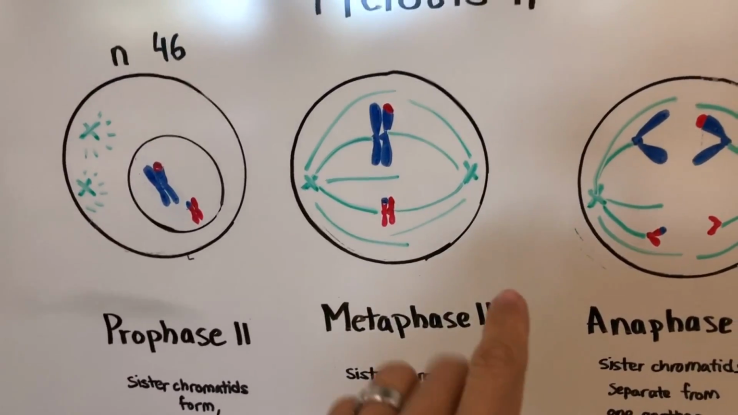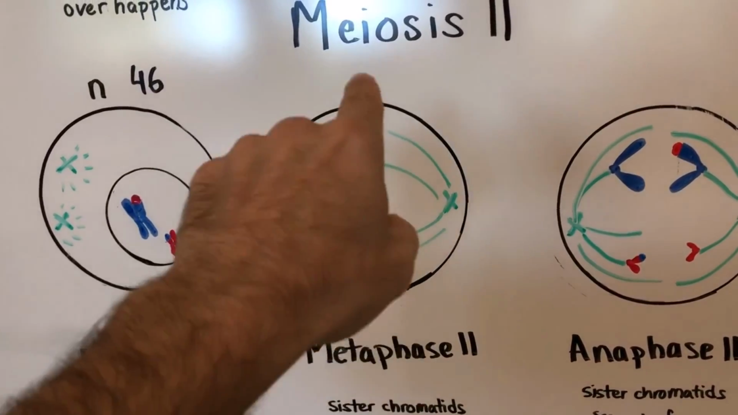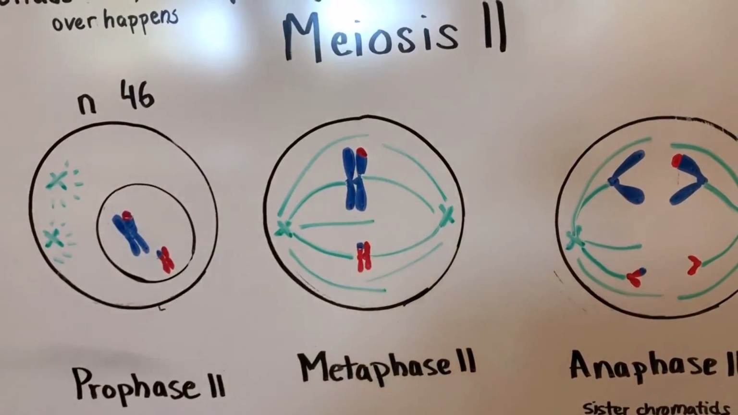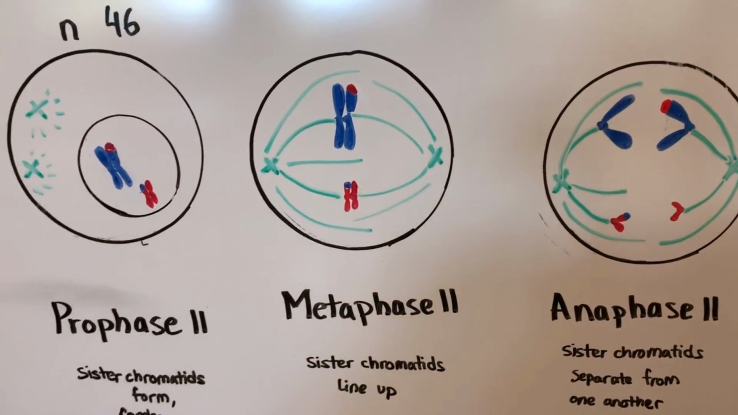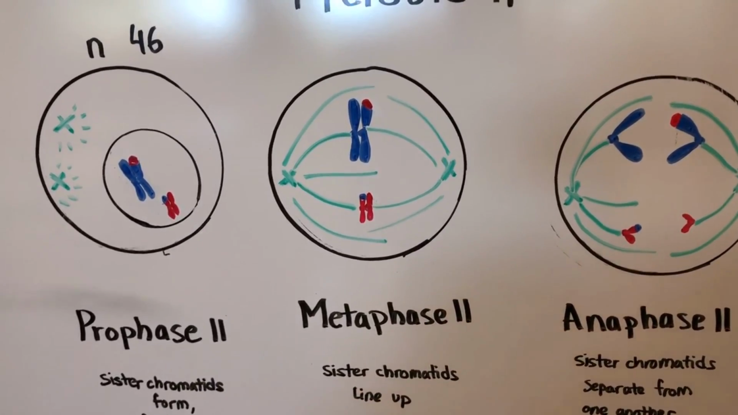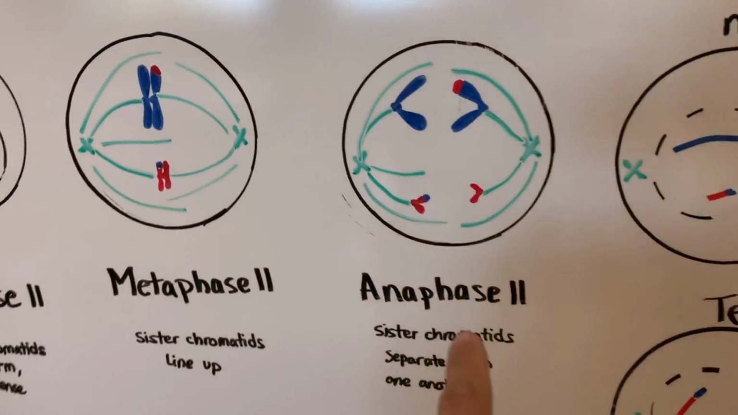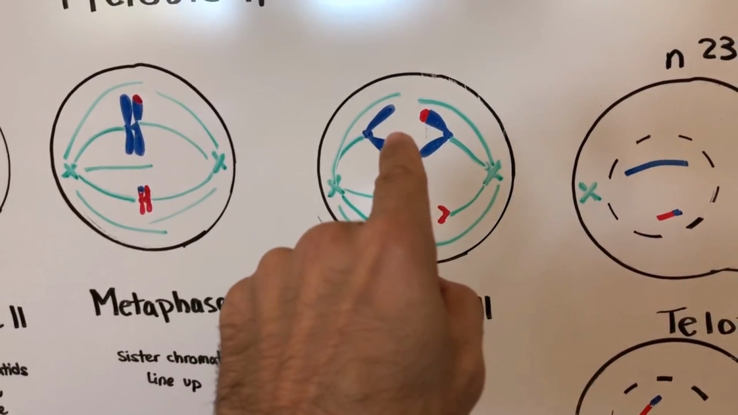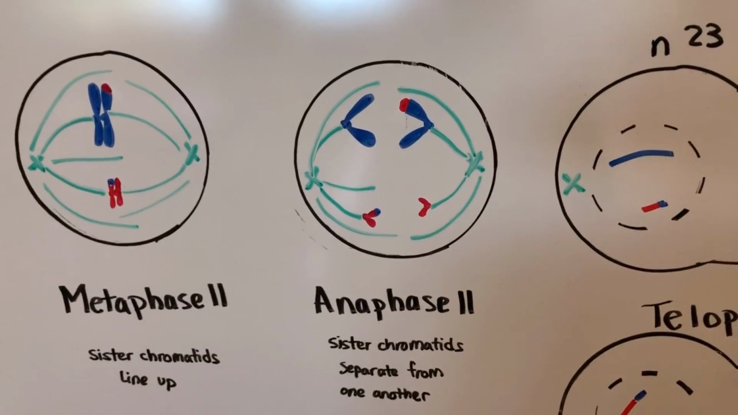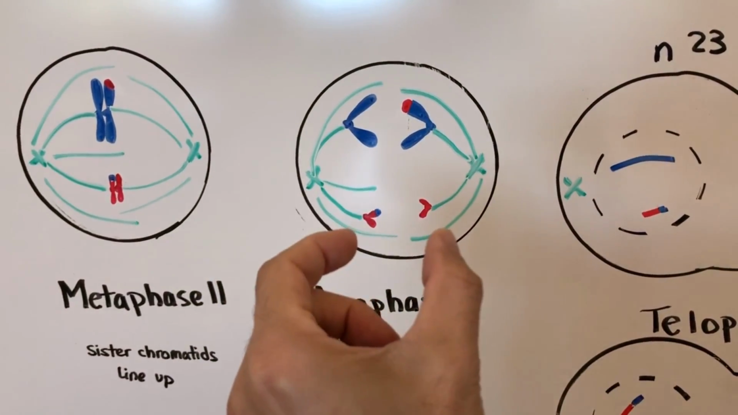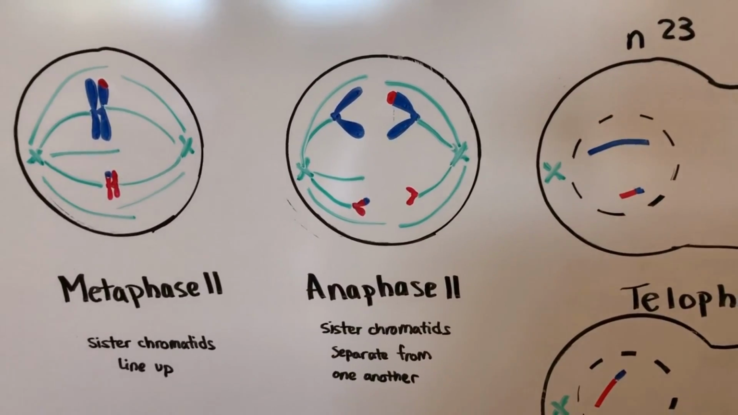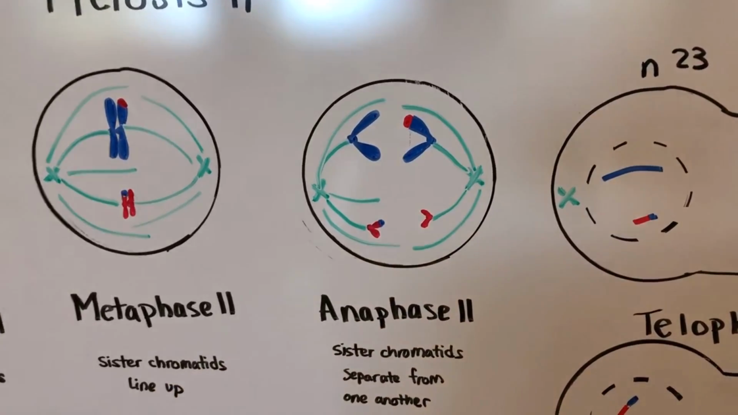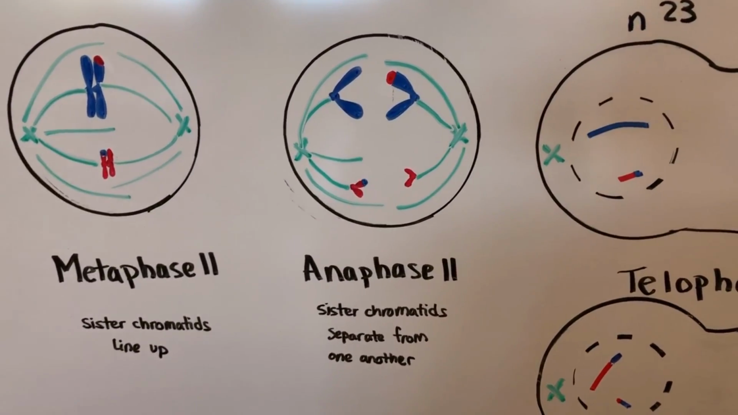Next you have metaphase II. What's lining up down the center of the cell? It looks like the sister chromatid pairs line up at the center of the cell. And I wrote that here. The sister chromatid pairs line up. Anaphase II. What's separating from what? It looks like those cohesin proteins holding the sisters together broke, and the sister chromatids separate from one another. So the sister chromatids separate from one another.